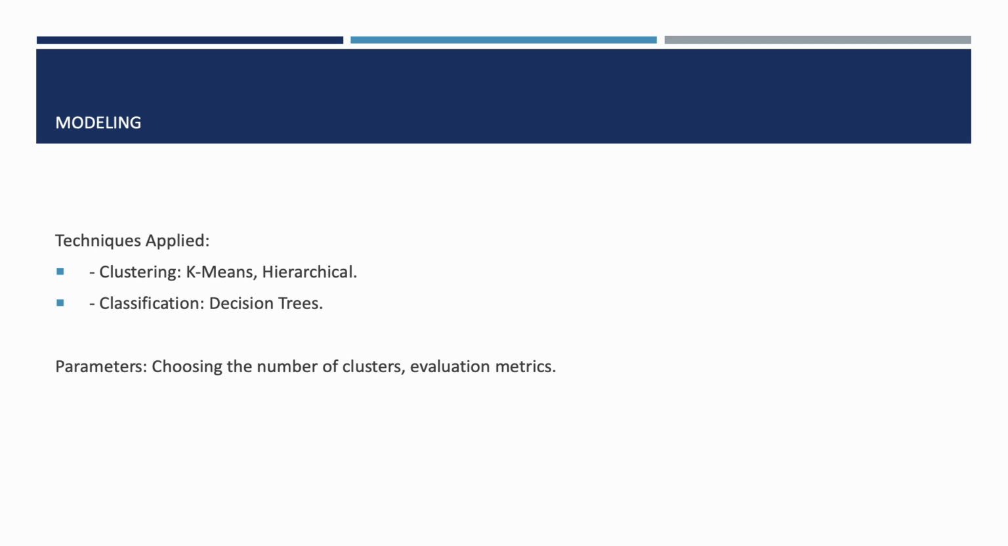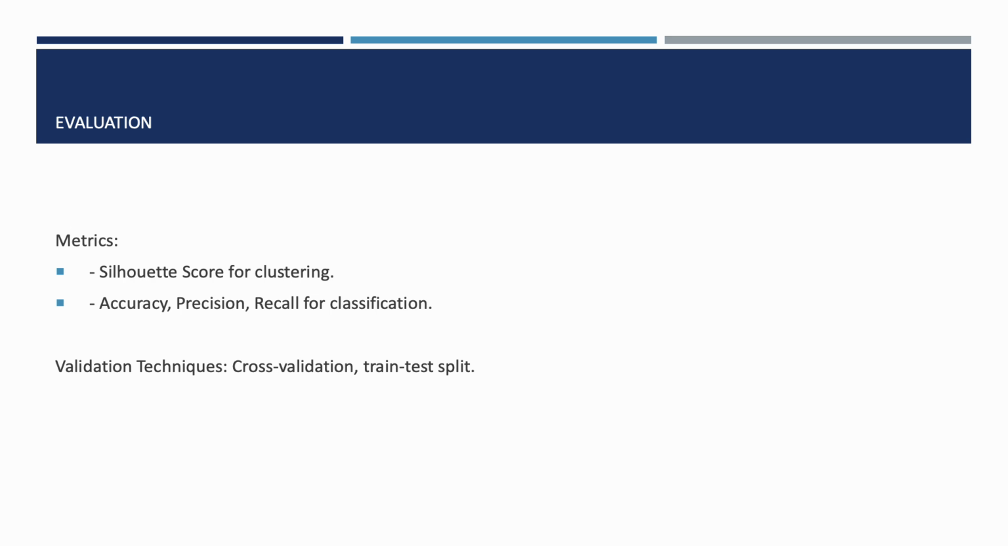Then evaluation metrics. Once the models are built, it's important to evaluate their effectiveness. For clustering, this could involve metrics like the Silhouette score or within cluster sum of squares. For classification, common metrics include accuracy, precision, recall, and the F1 score. So once the models have been built, it's important to evaluate their performance to ensure they meet the business objectives and produce reliable results.